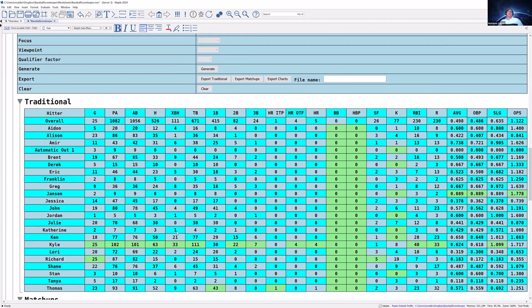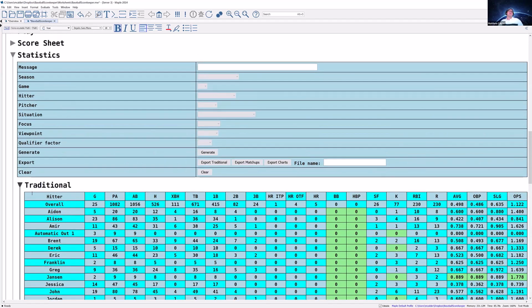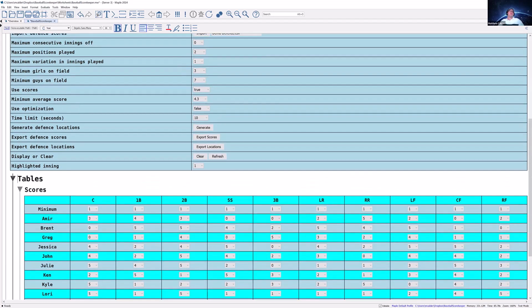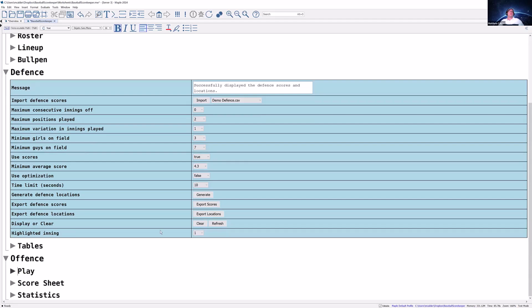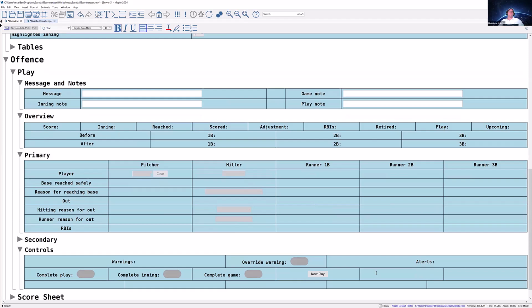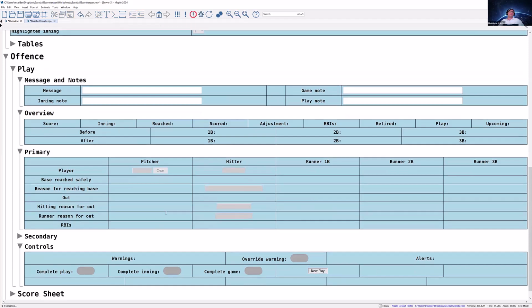This is what it was. You can see here. Sorry, that's a statistics. Whatever. Yeah. So I'll do offense. I'm going to score keep a one inning game.